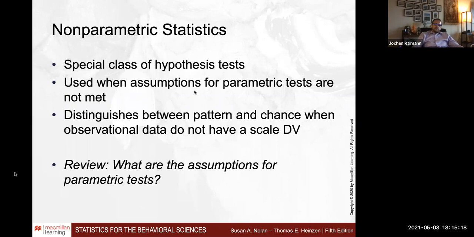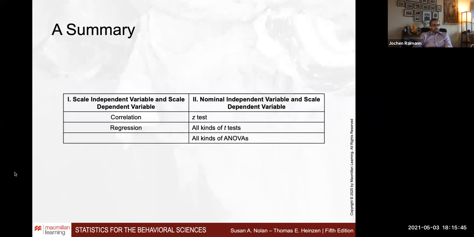So basically you use non-parametric tests as a special class of hypothesis tests when the assumptions for parametric tests are not met: normality, homoscedasticity, linearity, and independence of the individual data points. And it distinguishes between pattern and chance when observational data does not have a scale-dependent variable. And this is where this overview slide is quite helpful.